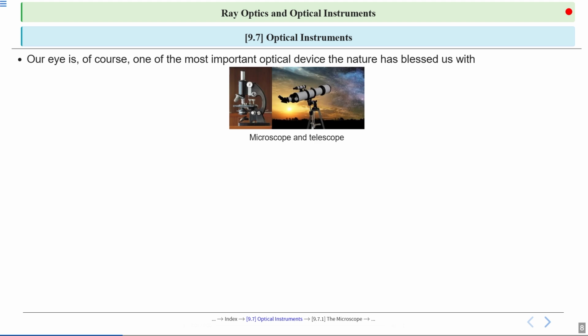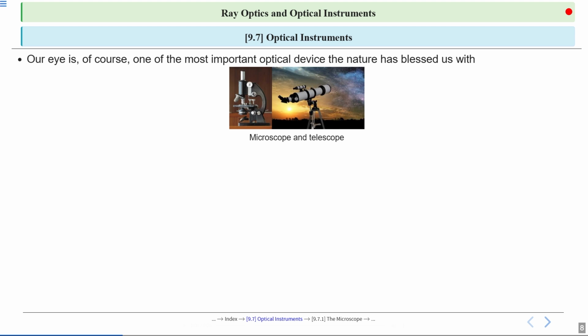The human eye is the most important optical device which helps us to see the beautiful world around us. Here we have an image of a microscope and a telescope. These are two of the most important optical instruments used in science. Notice their structure and design, which are optimized for their specific functions. The microscope allows us to see tiny details, while the telescope helps us observe distant objects. Keep their images in mind as we discuss their principles.